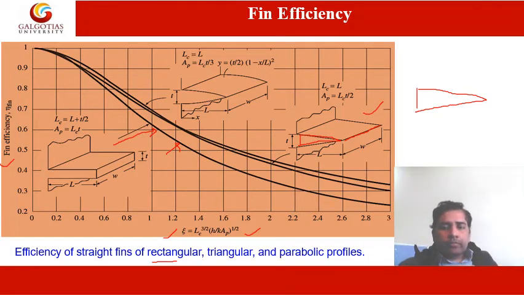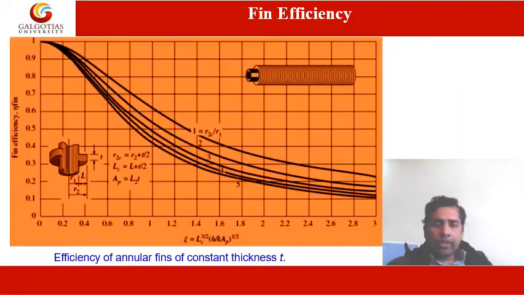Again, you can see this kind of efficiency curve, and when the shape is parabolic, like this one, we get this kind of efficiency curve. As you can see, there is not much difference between the triangular and parabolic curves. Manufacturing a parabolic shape of fin is difficult, so we can opt for the triangular one.